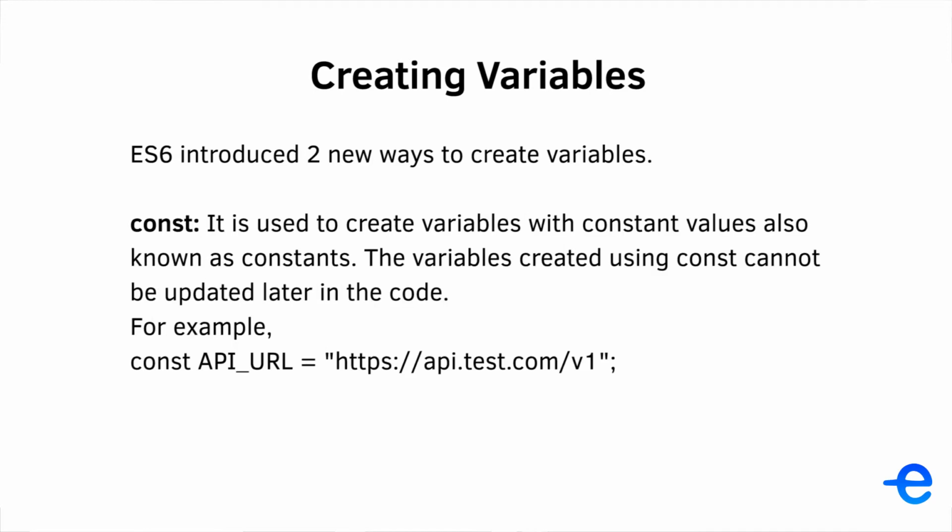The second way is using the const keyword. It is used to create constants, which means the variables created using const cannot be updated later in the code. So these are constants. For example, const API_URL is equal to some string URL.